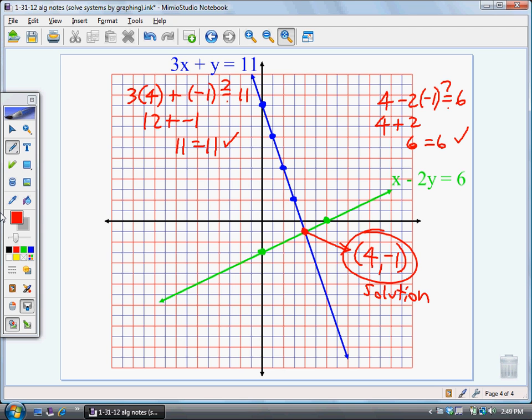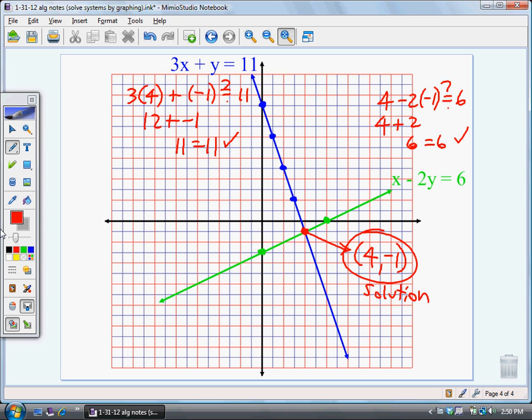When you are graphing, you're either going to get this situation where your two lines intersect, and they can intersect at any angle. They could be perpendicular, they could be not perpendicular, but as long as they intersect, that means there's one point where it's on both lines. That one point is the solution. That's this dot that I made with the red right here.